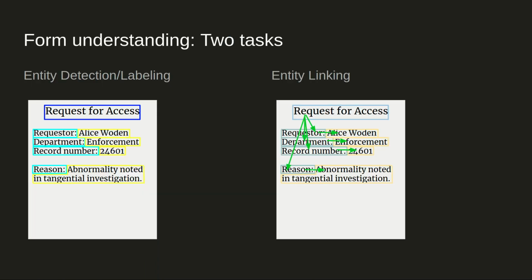Recently, form understanding has been addressed as two distinct tasks. Entity detection, or entity labeling, which is finding out which texts form a single thing, an entity, and what that entity is. Is it a header? Is it a question? Is it an answer? Entity linking, or relationship detection, is finding out the relationships between the text entities. This is the answer to this question. This question is under this header. In this work, we've primarily focused on the entity linking, although we do also solve entity detection.